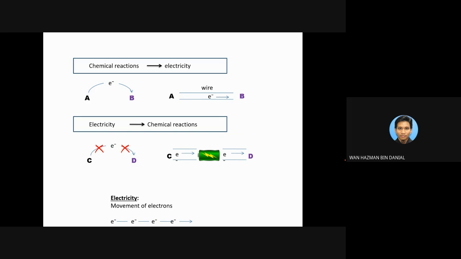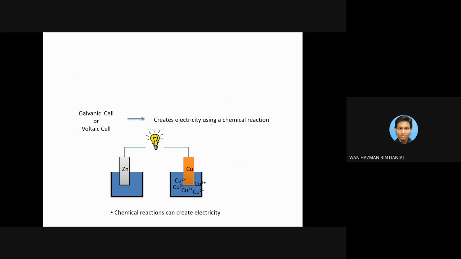Ini yang saya explain tadi lah. So we have the electrolytic cell, and also we have the voltaic cell. Okay, kita ada electricity from A to B, and electrolytic cell C to D, where it is non-spontaneous. Bila kita paksa dia, kita letak bateri kat sini, baru ada chemical reaction. Dia terbalik. Let's say chemical reaction to electricity, for the electrolytic cell is vice versa.